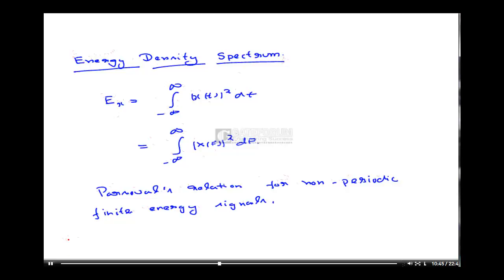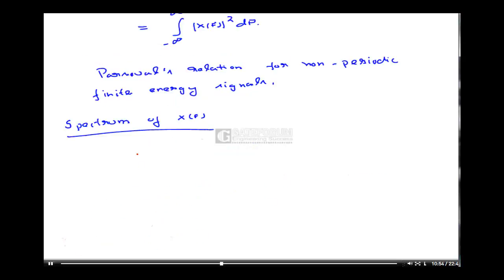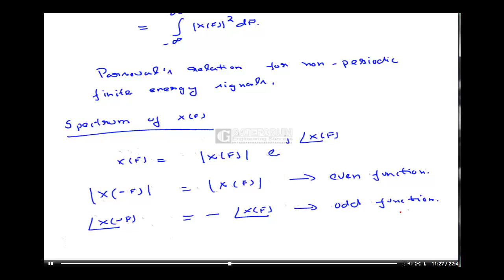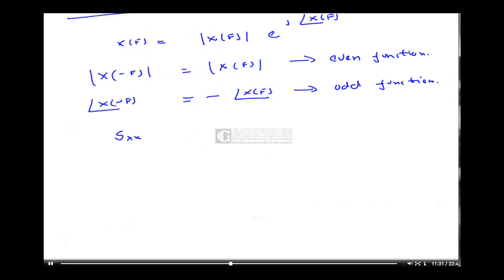Next, looking at the spectrum of the Fourier transform X(f) or X(omega): X(f) equals magnitude times e to the power j phase of X(f). The magnitude spectrum is an even function, while the phase spectrum is not an even function; it is an odd function. The energy density spectrum is also even. Phase information is completely lost in the energy density spectrum.